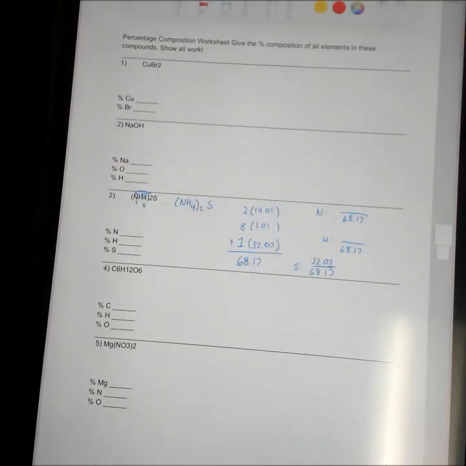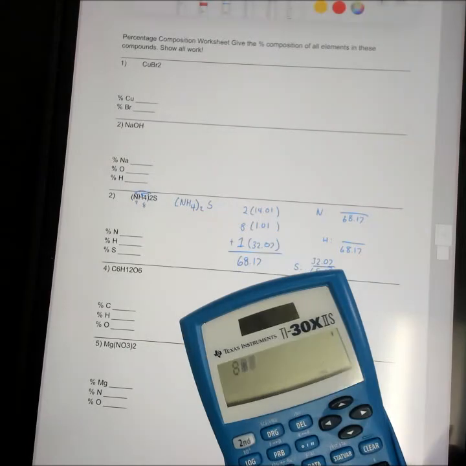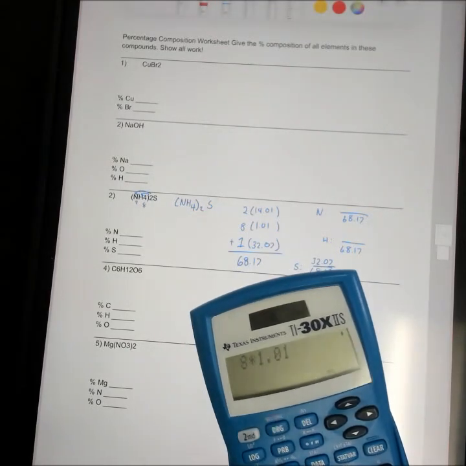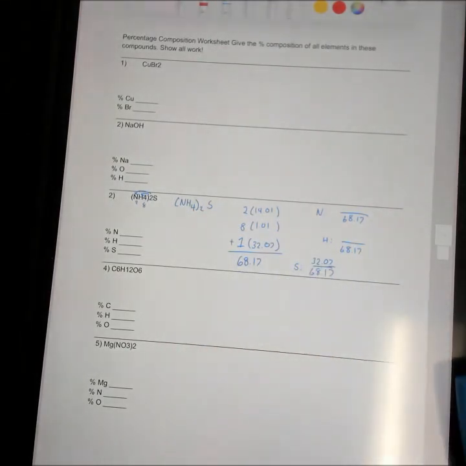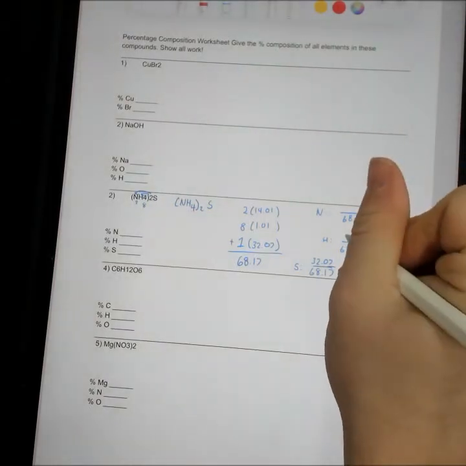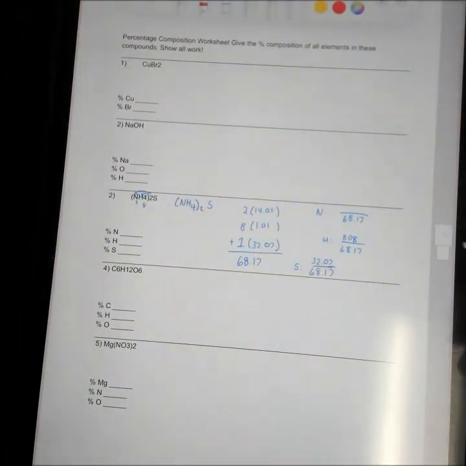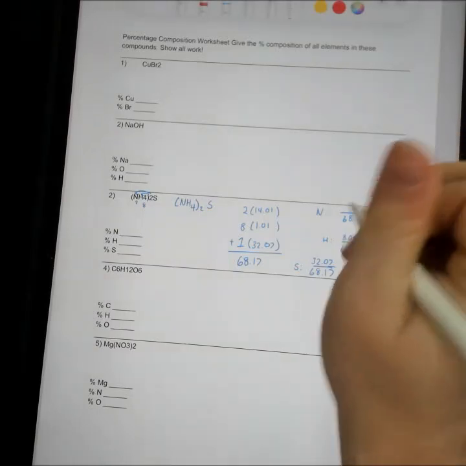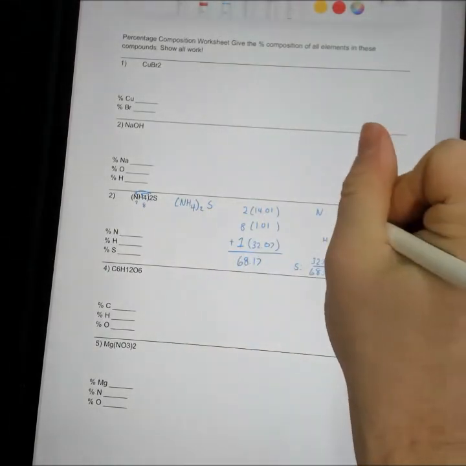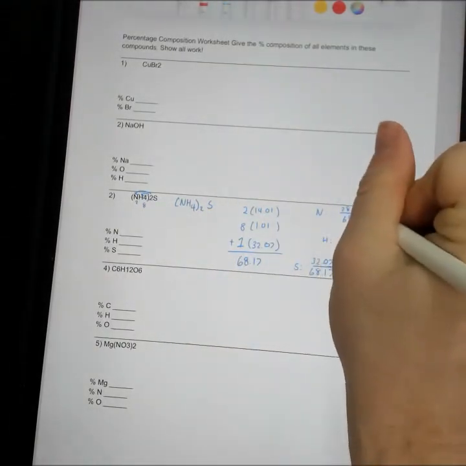Then hydrogen, we have 8 hydrogens, so we need to include all 8 of those hydrogens in the molecule. So 8 times 1.01 is 8.08. Hopefully you didn't use a calculator for that because it's 1 and 1. But anyway, 8.08, and finally nitrogen, we have 14.01. We have 2 of them, so that's going to be 28.02.